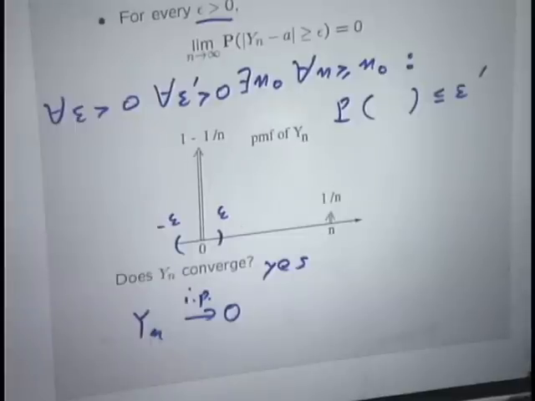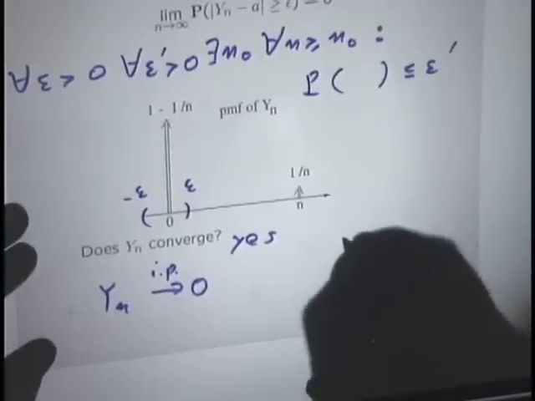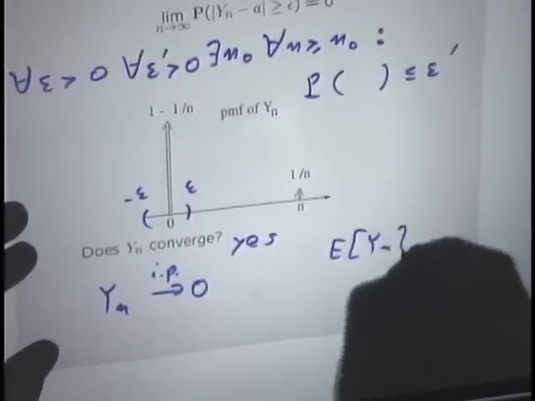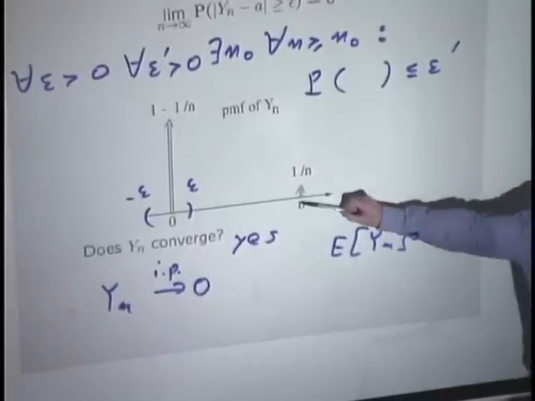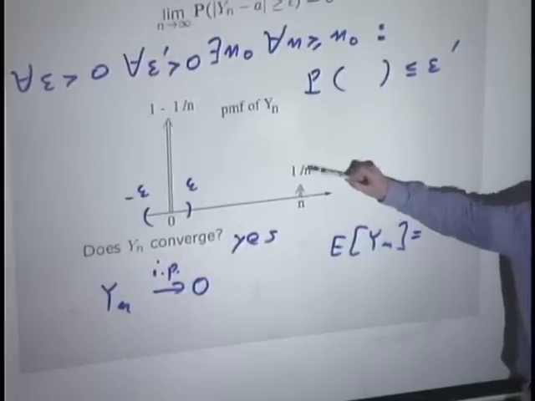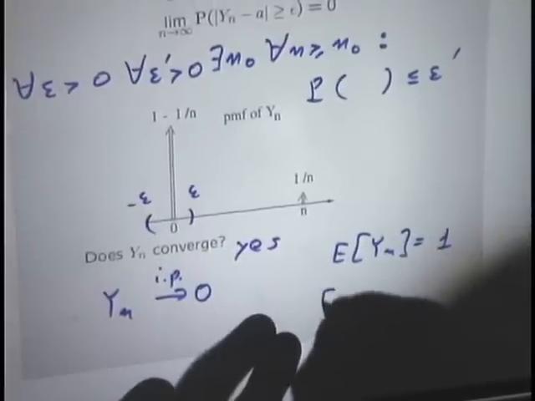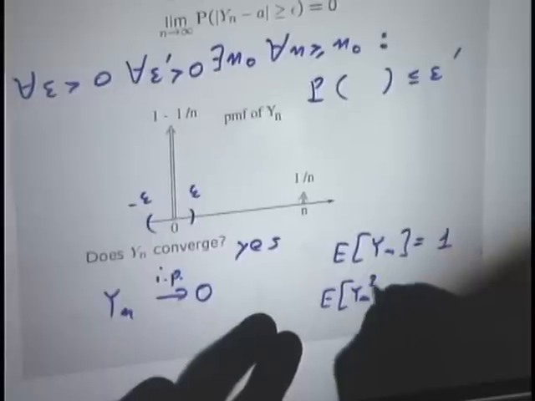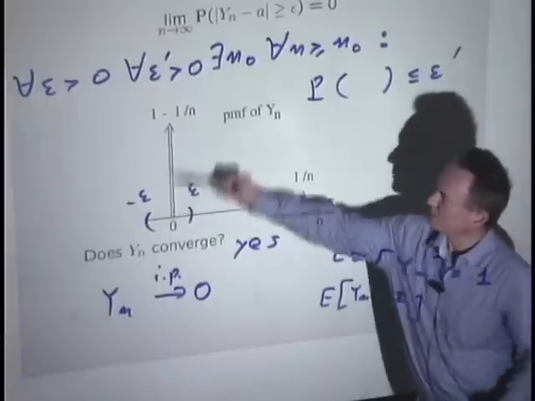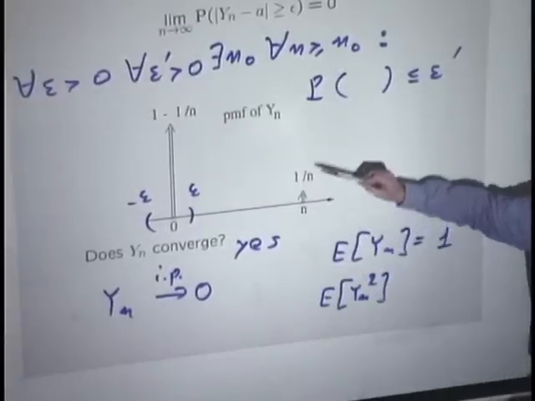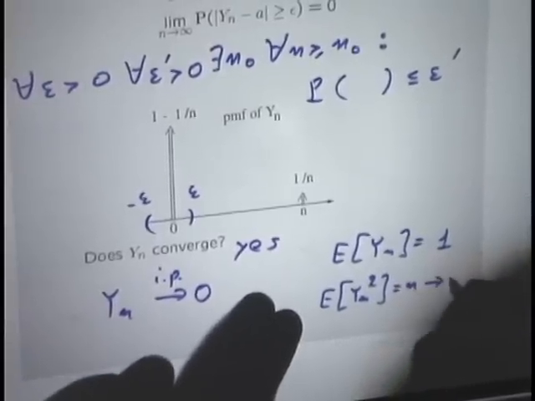Now, an interesting thing to notice is the following: even though Yn converges to 0, if you were to write down the expected value of Yn, what would it be? It's going to be n times the probability of this value, which is 1 over n. So the expected value turns out to be 1. And if you were to look at the expected value of Yn squared, this would be 0 times this probability, and then n squared times this probability, which is equal to n. And this actually goes to infinity.